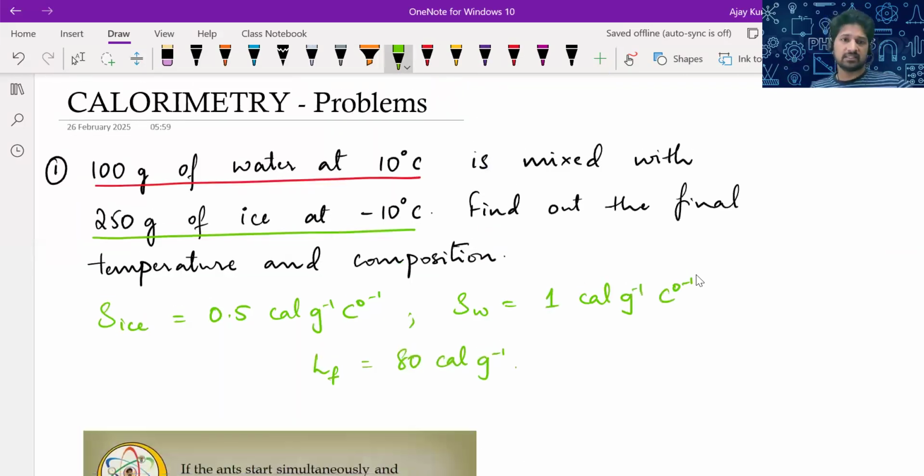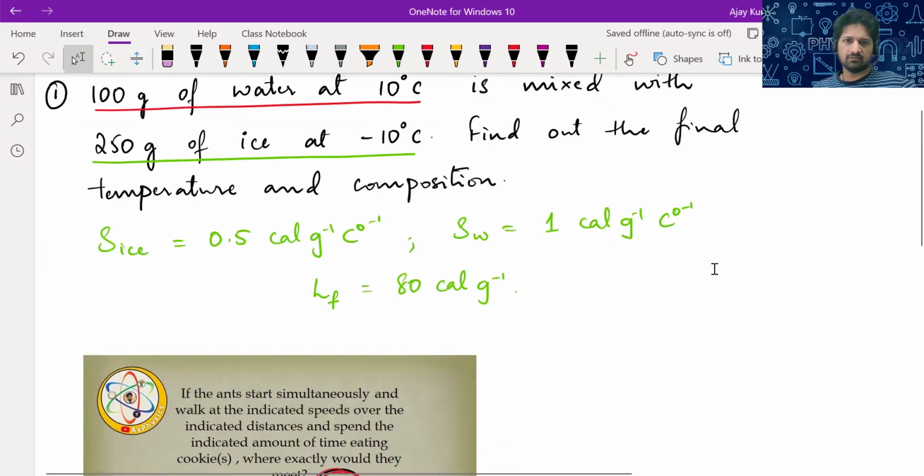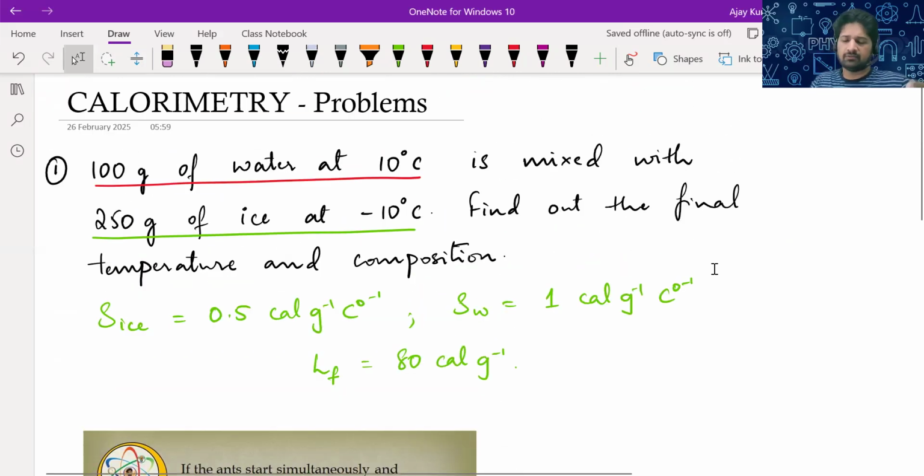Now you have to go step by step here also. 100 grams of water at 10 degrees will lose heat, since it is at higher temperature. When water at 10 degrees loses heat, its temperature will decrease first. State change won't happen; it won't convert into ice immediately. So if you look at the stages here, the first stage that it goes through is the temperature change stage. So you will assume water goes down to 0 degrees. It's like assuming the red ant completing that grass patch. We don't know if that will actually happen or not, but we have to take it stage by stage.